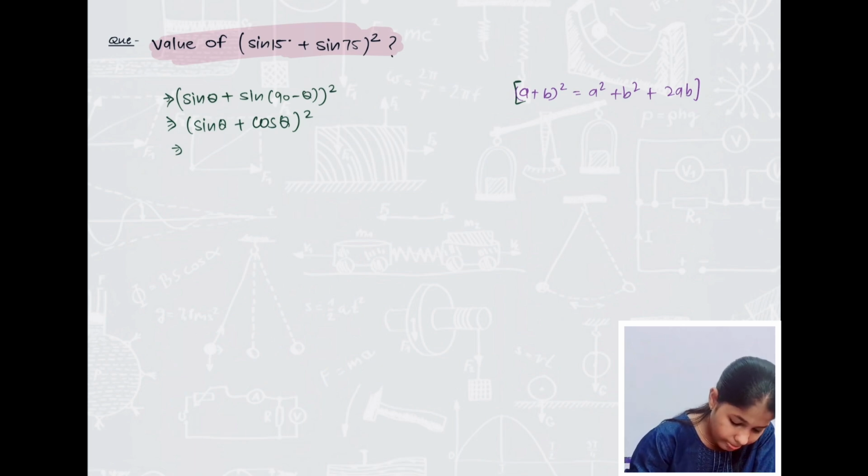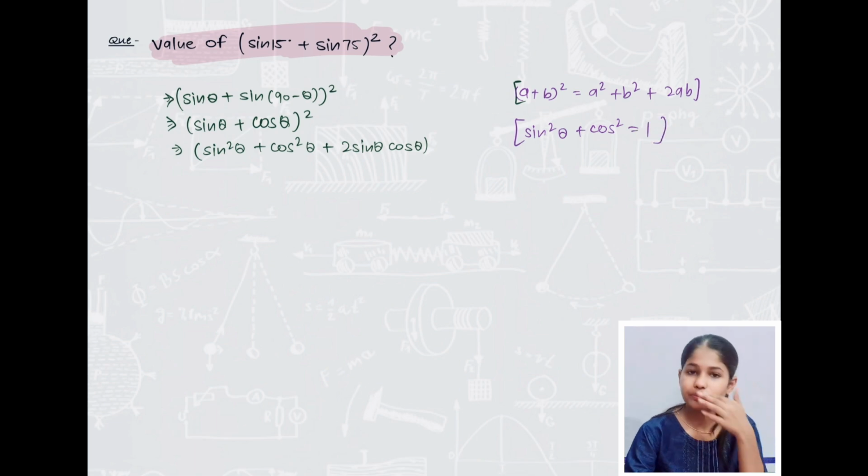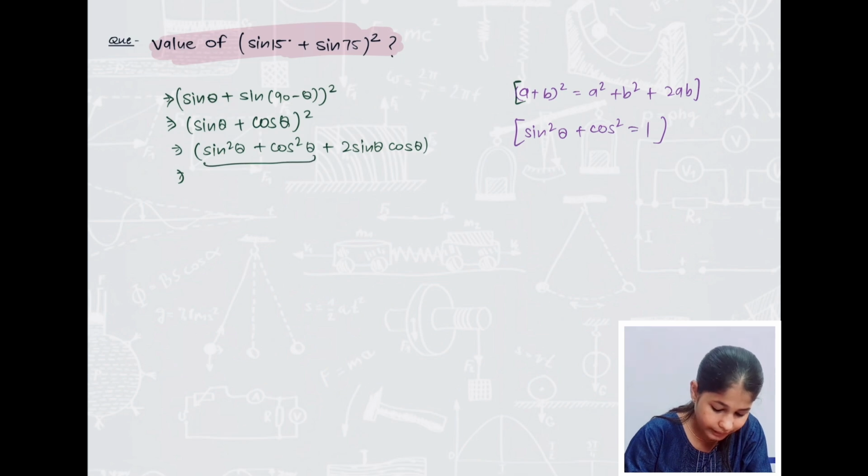Okay. Sin square theta plus cos square theta plus 2 sin theta cos theta. Now, as you already know that sin square theta plus cos square theta is equal to 1, we are going to put this value in this place, that is 1. Plus, you have to write it as it is, 2 sin theta cos theta.